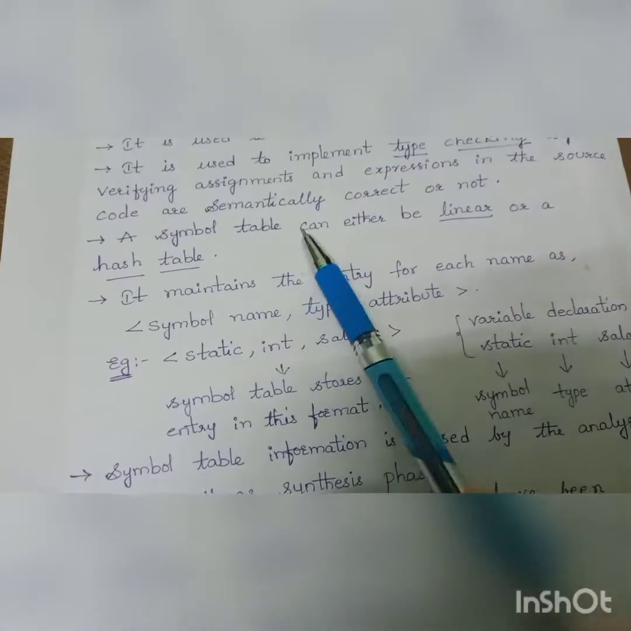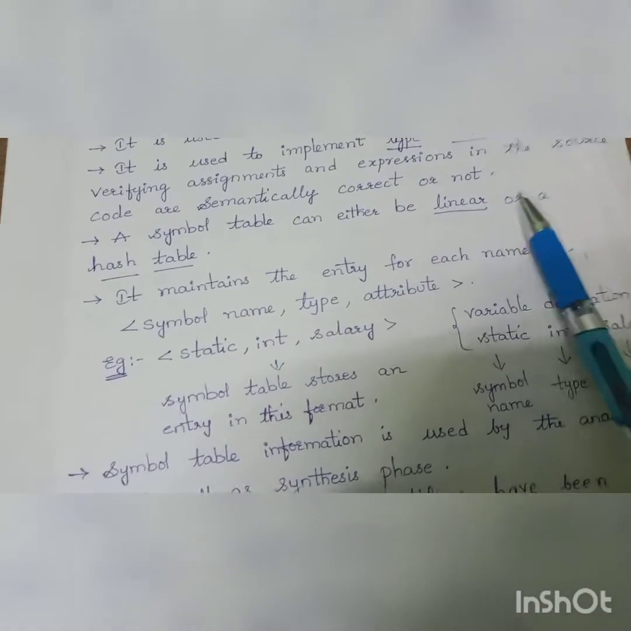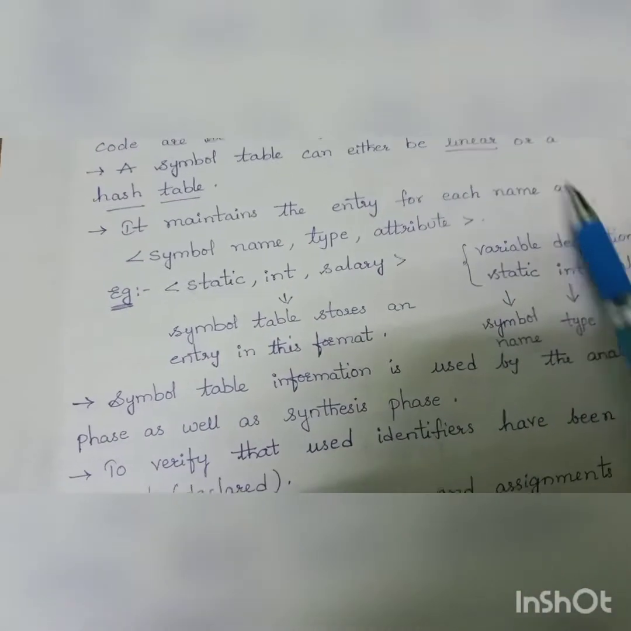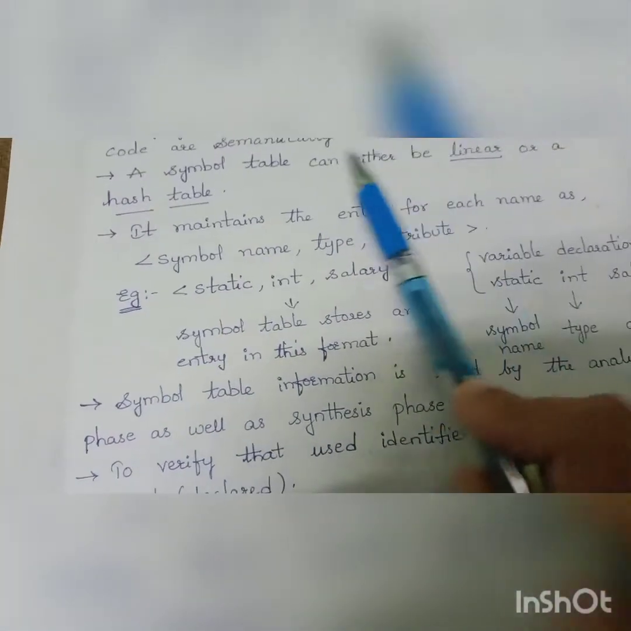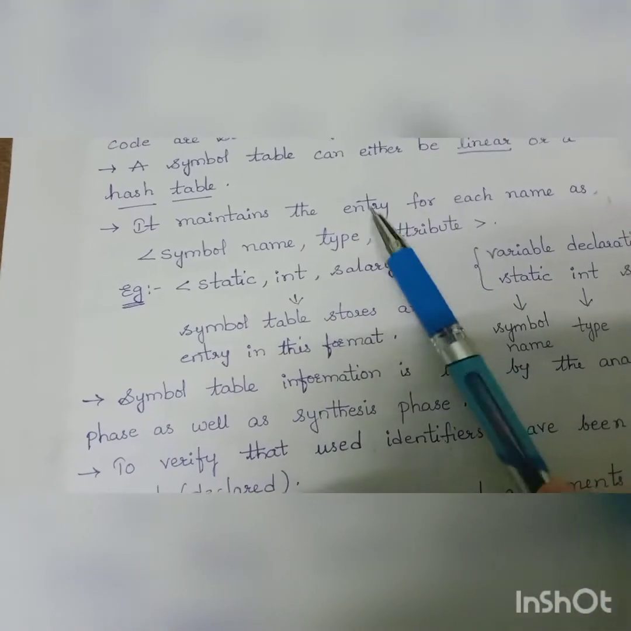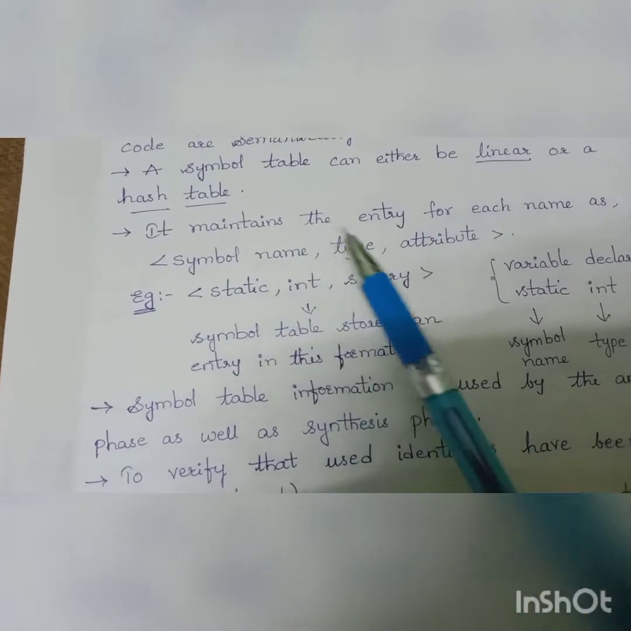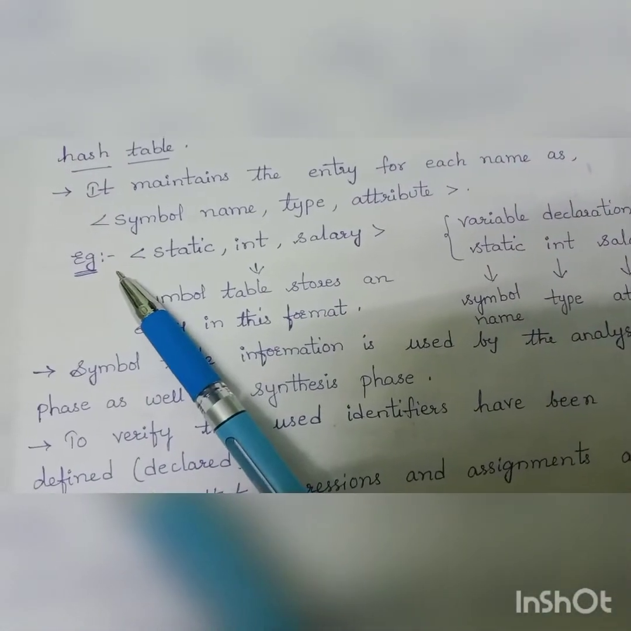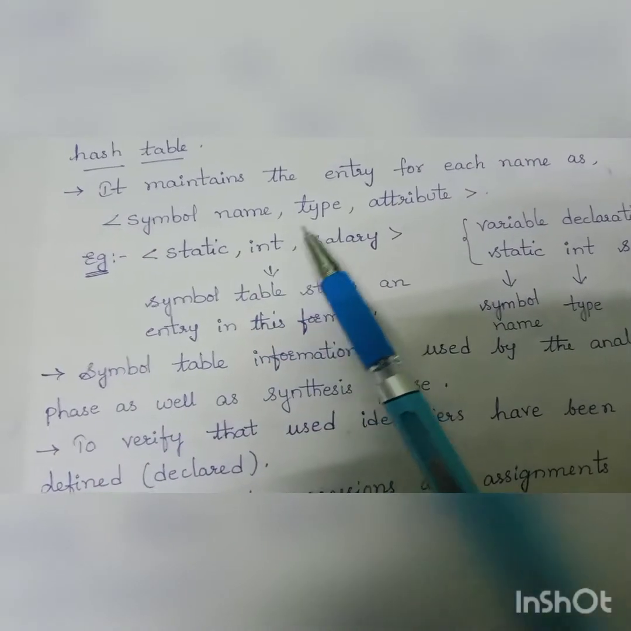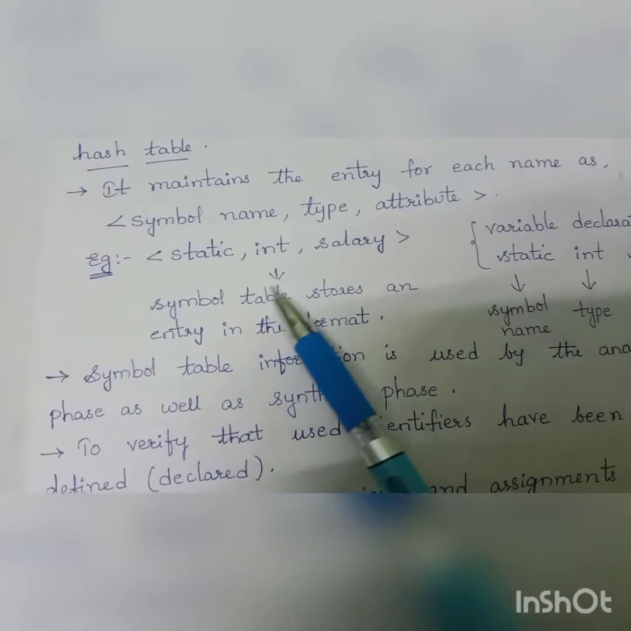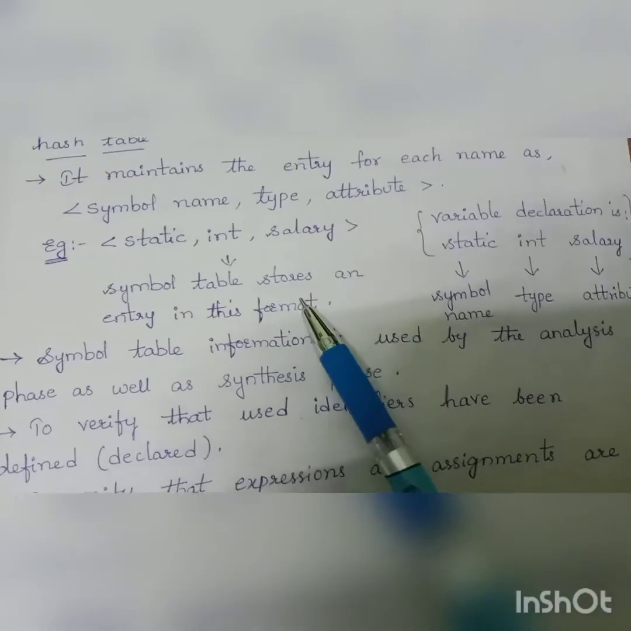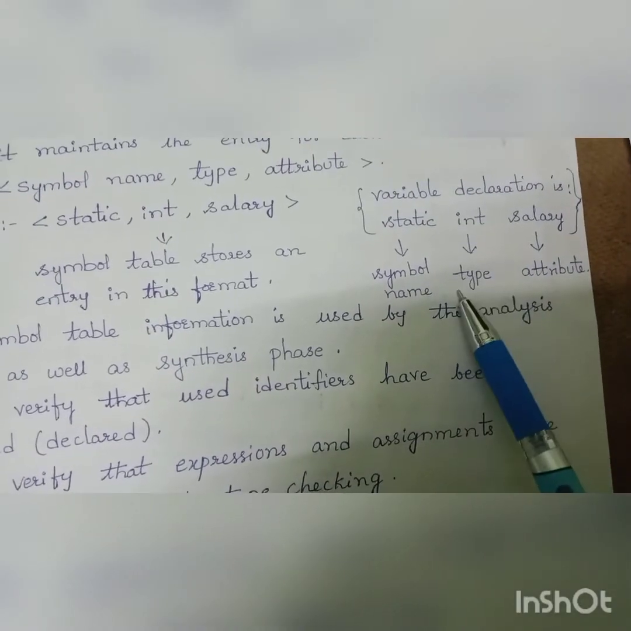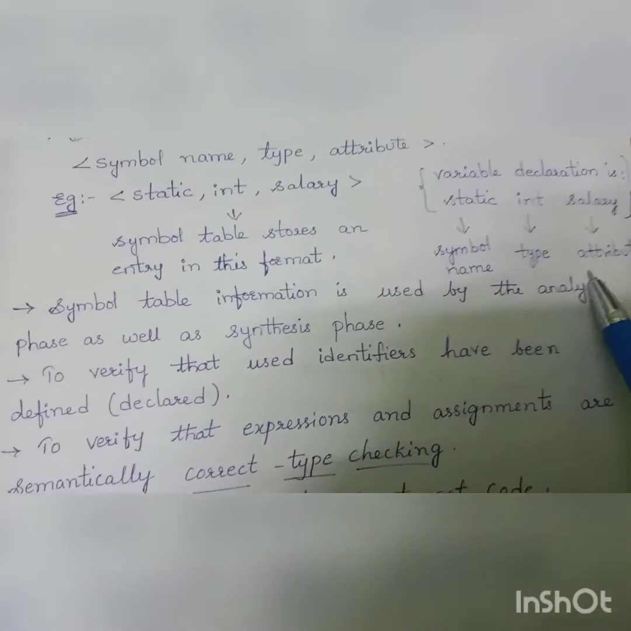A symbol table can either be a linear table or a hash table. It maintains the entry for each name in this format: the attributes stored in the symbol table are symbol name, type, and attribute. Here we have considered an example like static int salary. So the symbol table stores the entry in this format. Static is our symbol name, int is the type, and salary is the attribute.